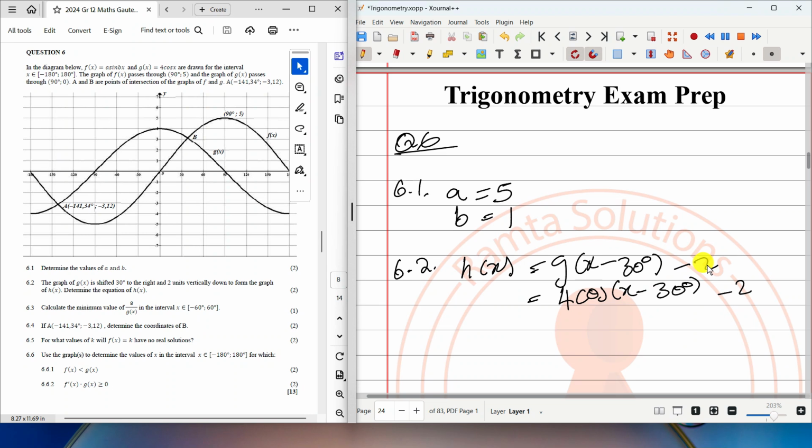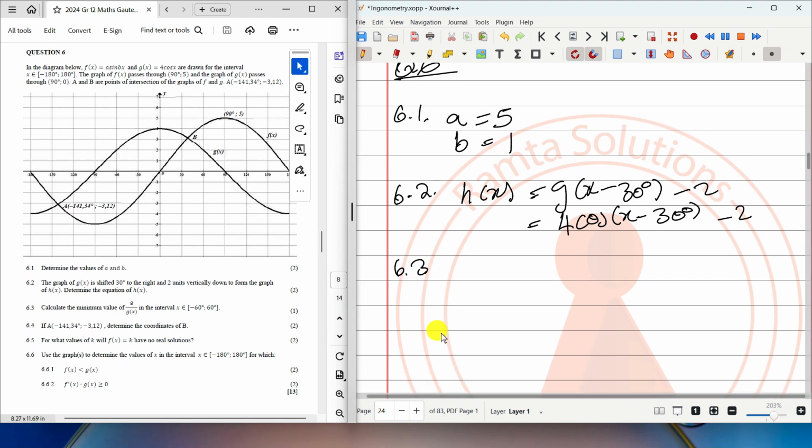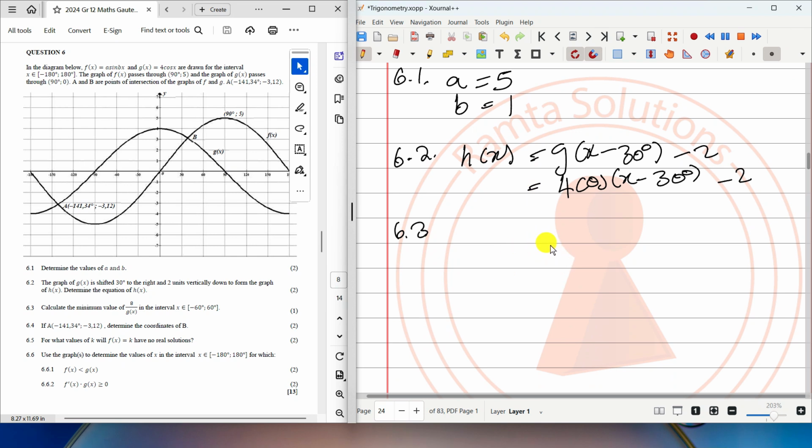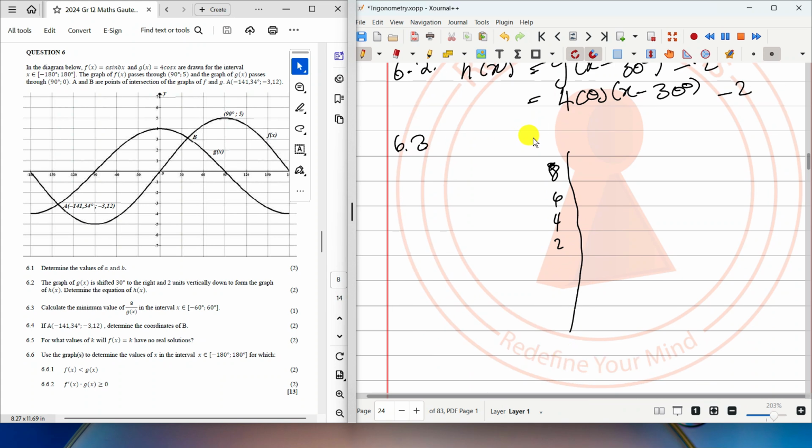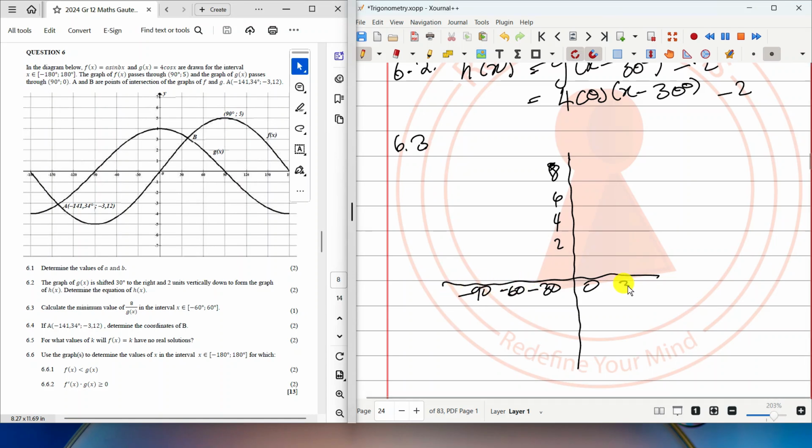Okay, perfect. 6.3, we'll have to explain this. So 6.3, let's say we have 8, 6, 4, 2. Okay, let me restart. Okay, and then 0, and then we have 30, 60, 90, but negatives. Okay, 30, 60, 90, but these are positives. All right, so we have a line here.